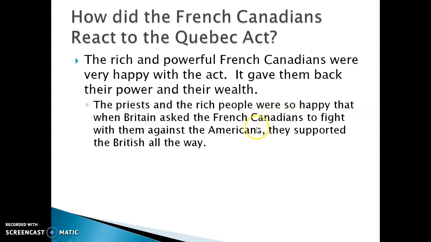And they were so happy with the British that when Britain asked the French Canadians to fight with them against the Americans, the rich people supported the British. However, they didn't support them to the extent of sending their own sons. They just supported them in that they told everybody else that they should go.